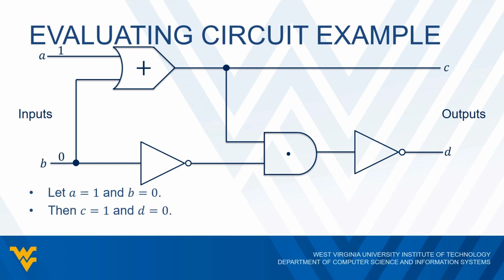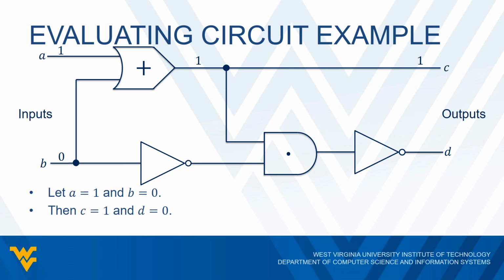So we first have our input values of A and B. So A would be 1, B will be 0. So let's compute A or B. Well, 1 or 0 is going to be 1. So the output of A or B is going to be 1. So then that means the result of C is going to be 1. So sure enough, C is definitely 1. It's the result of A or B.